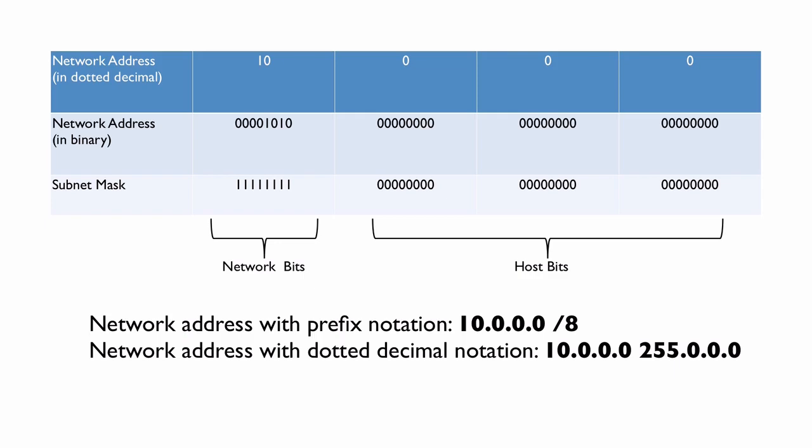And we saw a couple of ways of writing IP addresses to include subnet mask information, and those approaches included using prefix notation and dotted decimal notation.